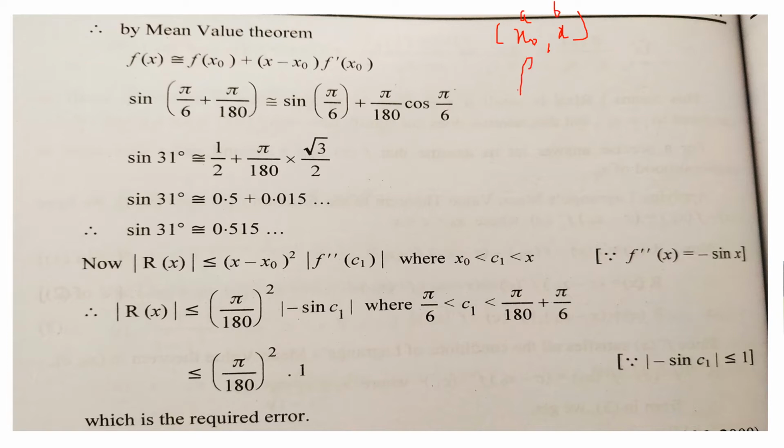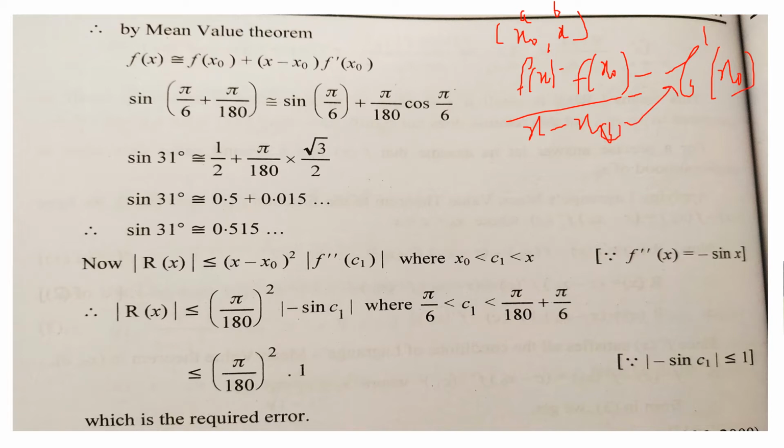If I apply it, it will be f(x) minus f(x0), using the first statement of the Lagrange mean value theorem, equal to f'(c). Here instead of c we have taken x0. When we cross multiply and rearrange the terms, we get this equation. Put the value of x and x0 here. The difference x minus x0 is π/180. The derivative is cos x, and put the value of x0 as π/6.